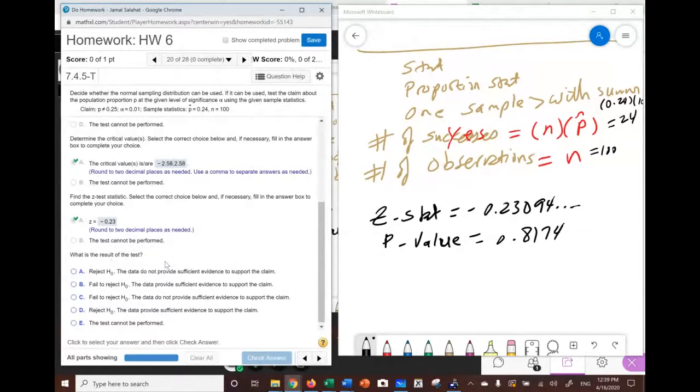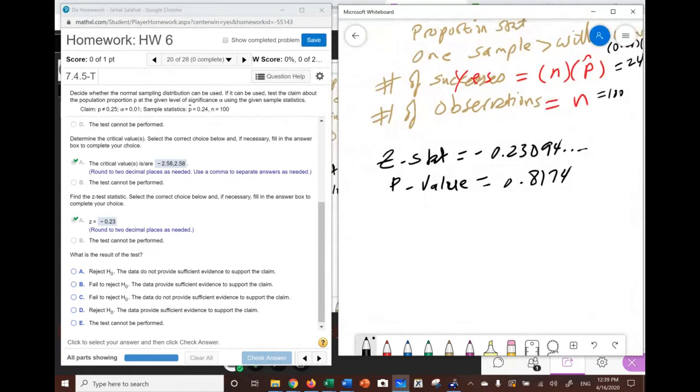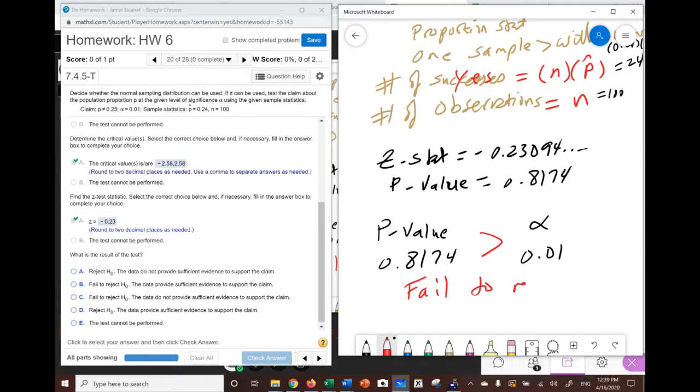And then they asked me just to run the test. So they're not asking me for the p-value, but I needed the p-value for a good reason. I'll tell you why. Now, the p-value in this case is 0.8174, and alpha is given in the problem. Look at the question there, it says 0.01. Now we know that the p-value is bigger than alpha, and we have a rule that we have to remember all the time: if the p-value is bigger than alpha, fail to reject H naught. So we're going to fail to reject H naught.